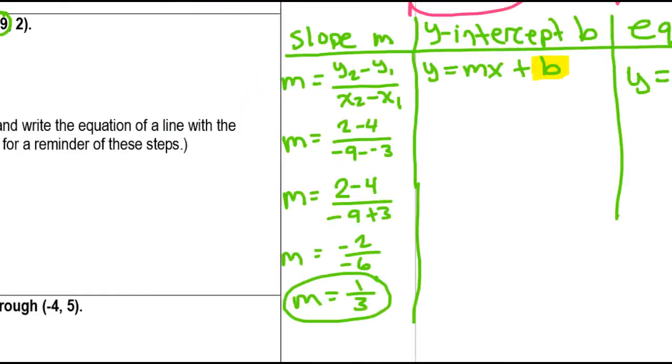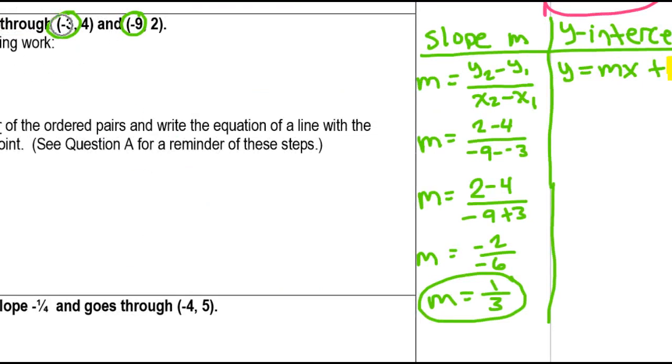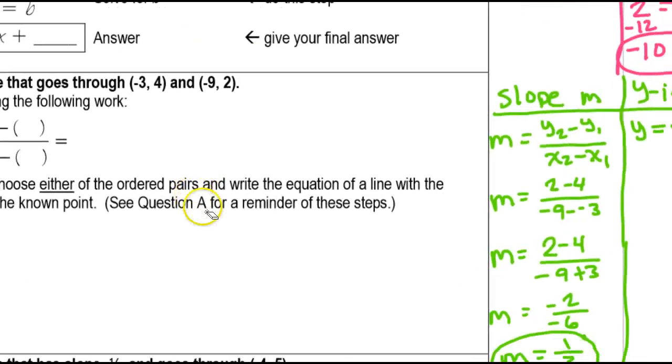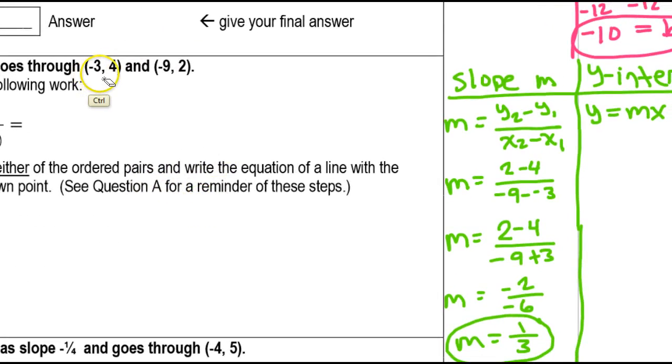Well, I'm going to get it from one of these points. So last time I just had 1 point, and I used the x and the y. Now I have 2 points. So you just have to choose which one of these you're going to use. It doesn't matter. You'll get the same answer either way.